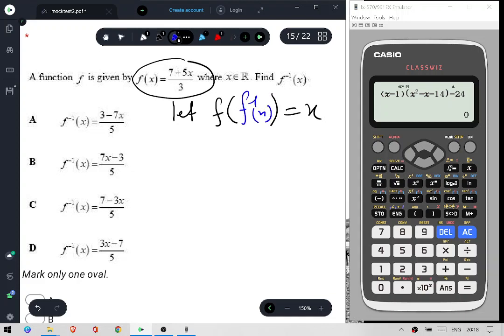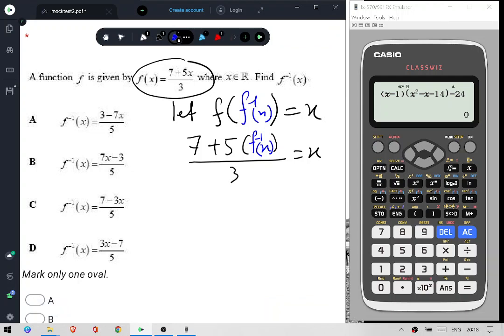F inverse. Okay, now what is f? F is 7 plus 5x. x changes into an empty bracket over 3 equals x. What's inside the x now? F inverse. So that is our flower in the vase.